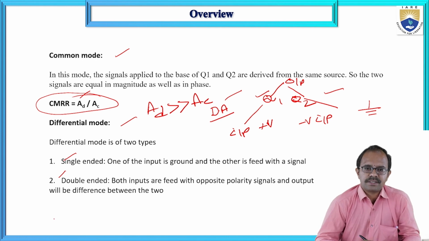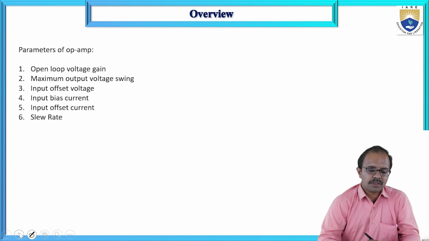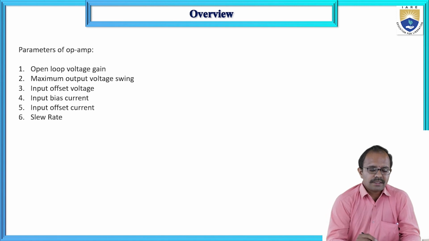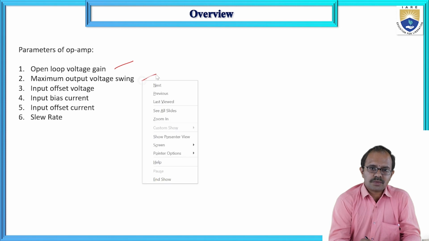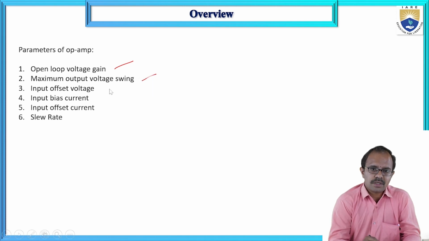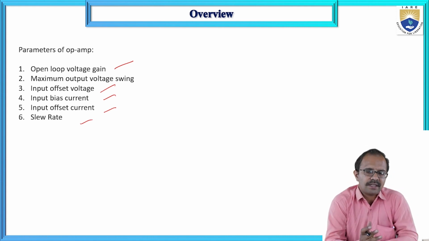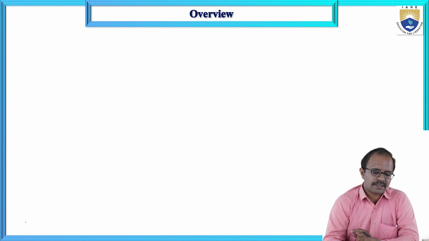And the other parameters we discussed for the operational amplifier are also applicable to the IC741. What are the parameters we said? If you remember, they are the open loop voltage gain, maximum output voltage swing, input offset voltage, input bias current, input offset current, and slew rate. These are the standard parameters of the operational amplifier. Let us quickly recap these parameters also.